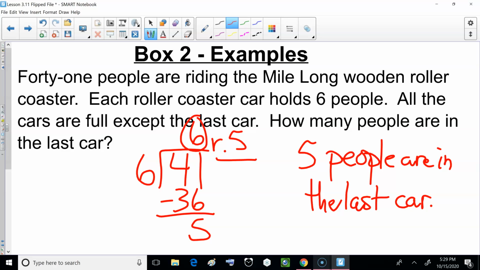So you can pause the video, write down this example of how we found the equation, right, that we use, how we found it, and then how we actually got our answer. Because sometimes the remainder will be our answer, as we learned from lesson 3-9.